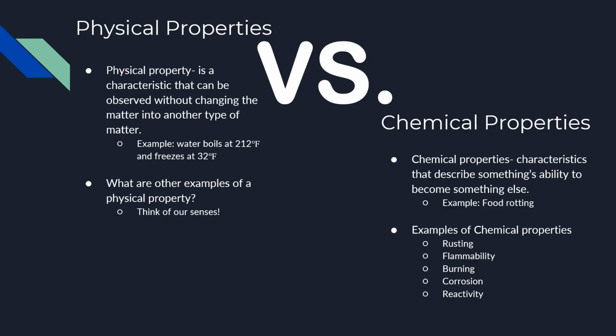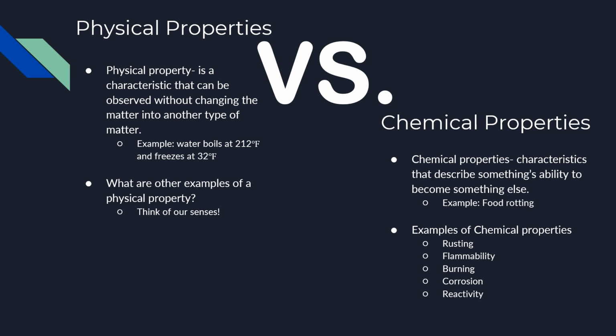Alright, so now we're going to discuss physical properties versus chemical properties. A physical property is a characteristic that can be observed without changing the matter into another type of matter. An example is that water boils at 212 degrees Fahrenheit and freezes at 32 degrees Fahrenheit. You can do both of these things, but it doesn't change the fact that the chemical composition is still water, or H2O.